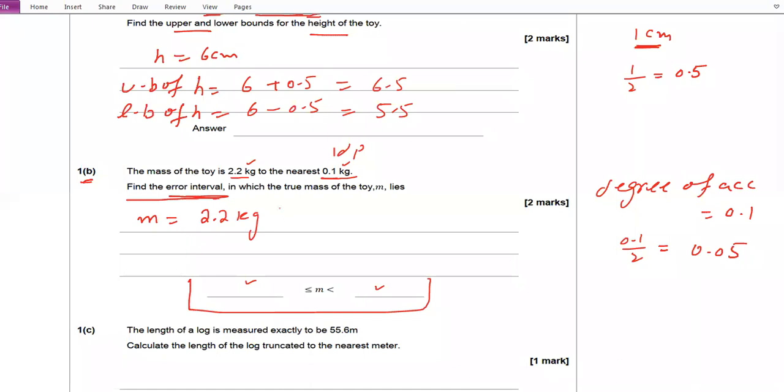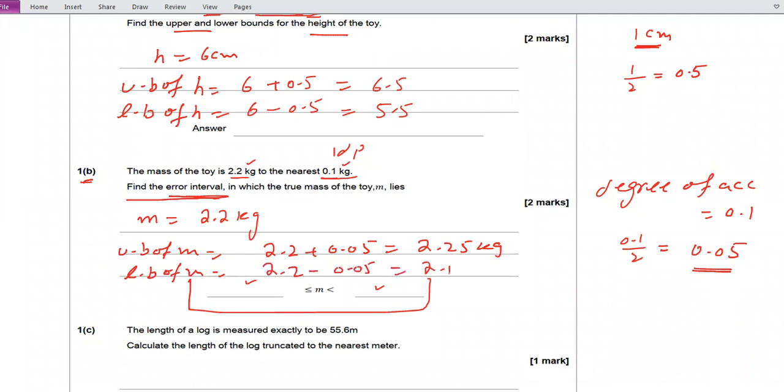So we were here. It's given the mass of the toy is 2.2 kg to the nearest 0.1 kg. This is degree of accuracy. Now we have to halve the degree of accuracy. If I halve, I get 0.05. Now for the upper bound of M, I need to add this 0.05. It's 2.2 plus 0.05. So I will get 2.25 kg. And for lower bound of mass, I need to subtract this half of degree of accuracy. So it is 2.15.